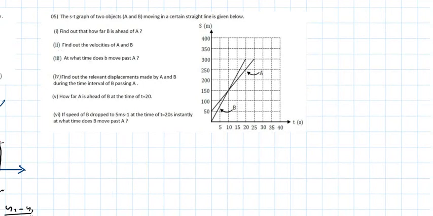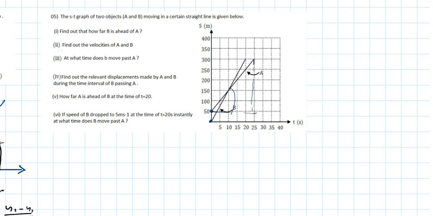Find out velocities of A and B. This is very easy. You can pick any point to find this out. This is where you can find the gradient. Like 300 minus 50 divided by 25 minus 0. This 300 is the farthest point you can take. A started from here. See, it is 50.